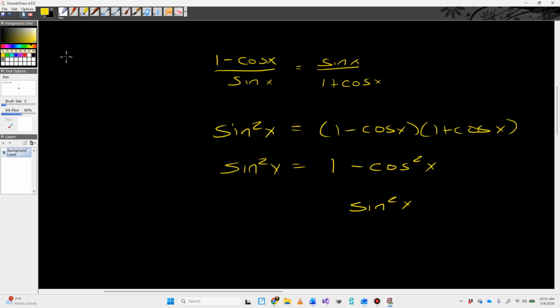And I recognize that 1 minus cosine squared x is in fact sine squared x, because I told you previously that you also need to recognize that when you see something like sine squared x plus cosine squared x equals 1, this is also sine squared x is equal to 1 minus cosine squared x, or cosine squared x is equal to 1 minus sine squared x. Well, I see 1 minus cosine squared x here, and that tells me that this is sine squared x. I know that because if I were to subtract cosine squared x from both sides, I would get sine squared x is equal to 1 minus cosine squared x.